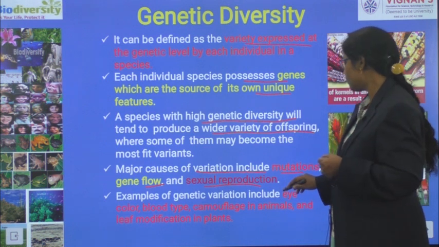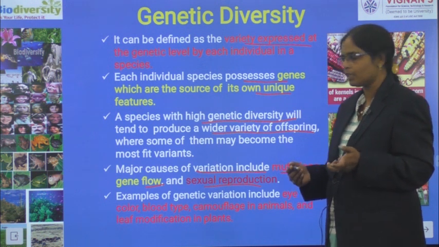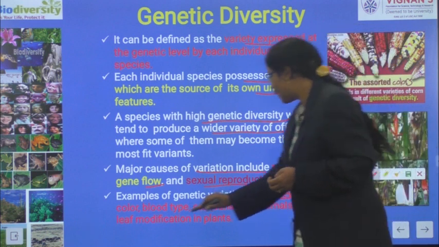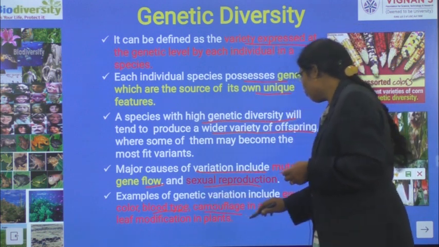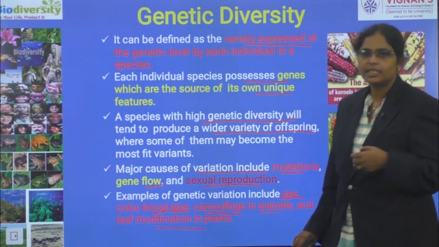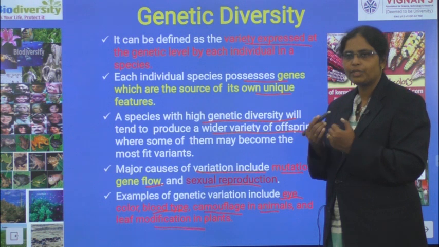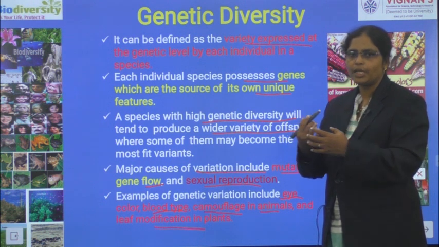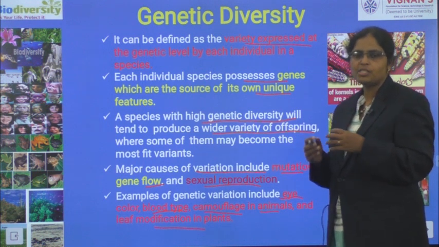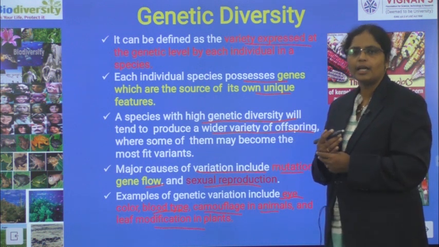So, examples of this genetic variation, how we can see the genetic variation. For example, eye color, blood type, camouflage in animals, and leaf modifications in plants. So, changes in the leaf structure according to the environment. And camouflage in animals changes their body color to suit that particular environment.